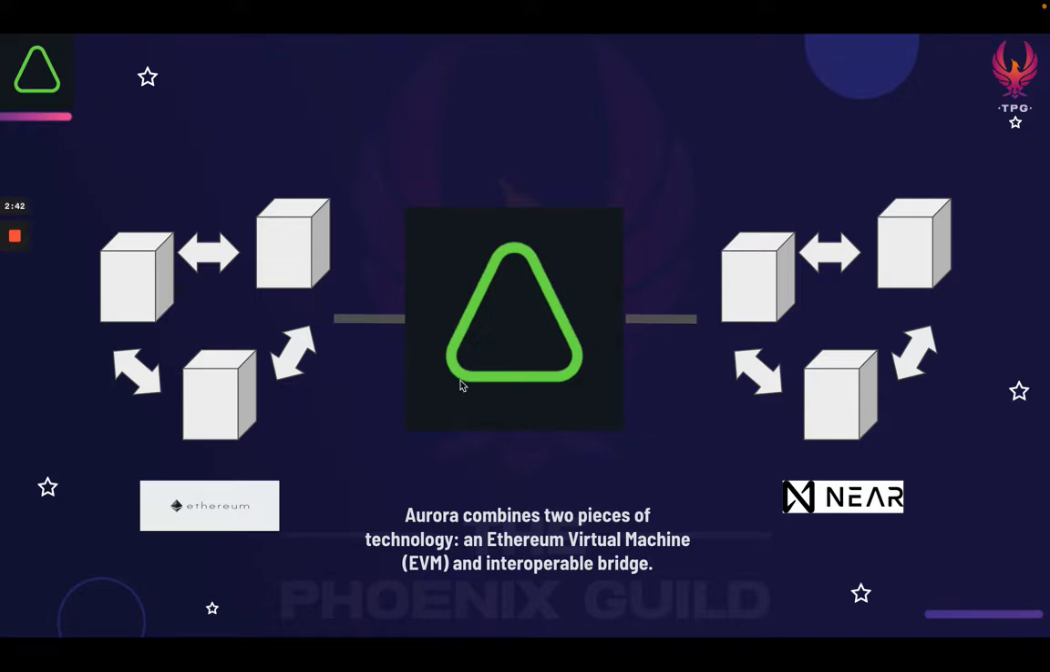So you can think of Aurora as an EVM that is running on top of the Near blockchain to facilitate code that can be written in Solidity or any other EVM compatible language, but still leveraging Near's amazing properties to run that piece of code, to run that piece of computation.